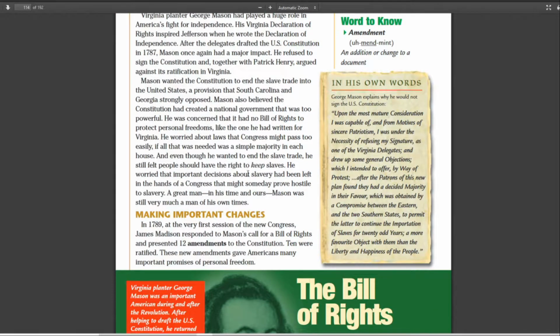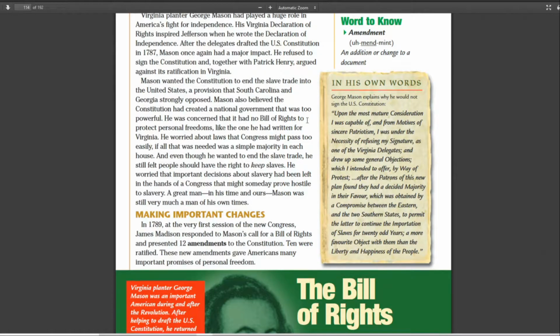But the important thing is that, as promised, James Madison in 1789, in the very first session of the new Congress, presented 12 amendments for the Constitution. And they ratified 10, and we know this as the Bill of Rights.